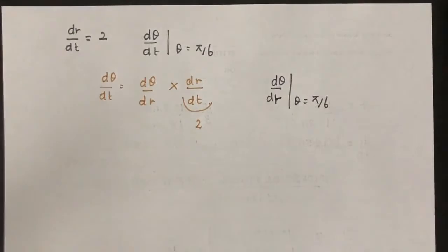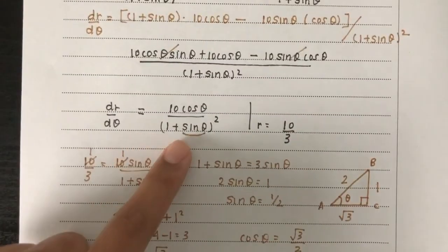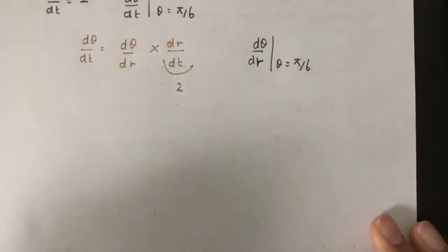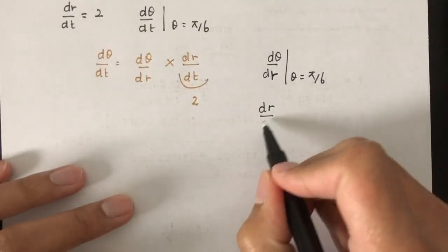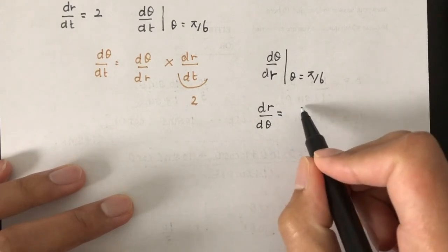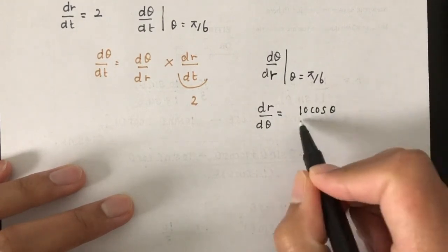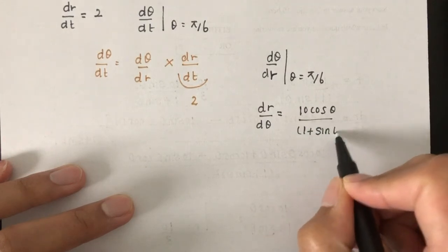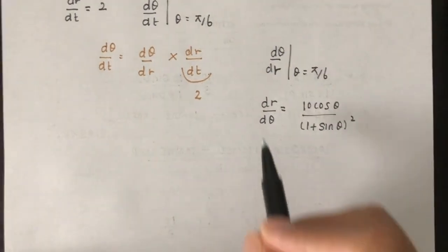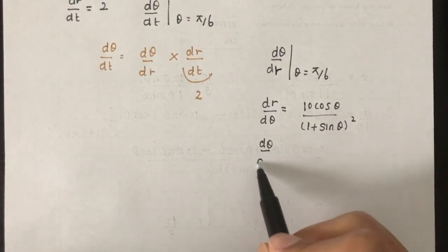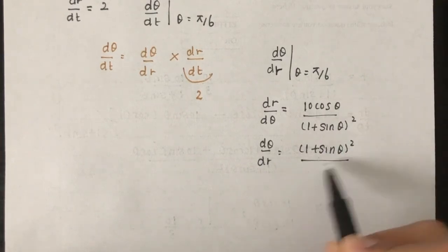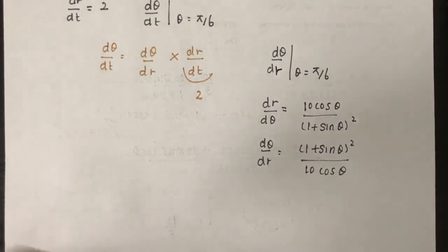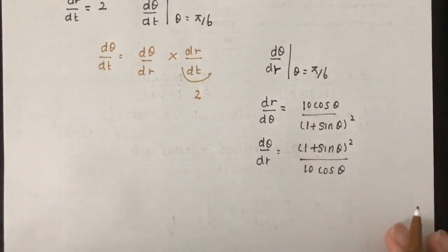So if you look back at our main equations here, dr by d theta is equal to this. Okay, so let's write this down. It was dr by d theta, which was equal to 10 cos theta over 1 plus sine theta square. So basically d theta by dr, we just have to flip this upside down. That will become 1 plus sine theta square over 10 cos theta.